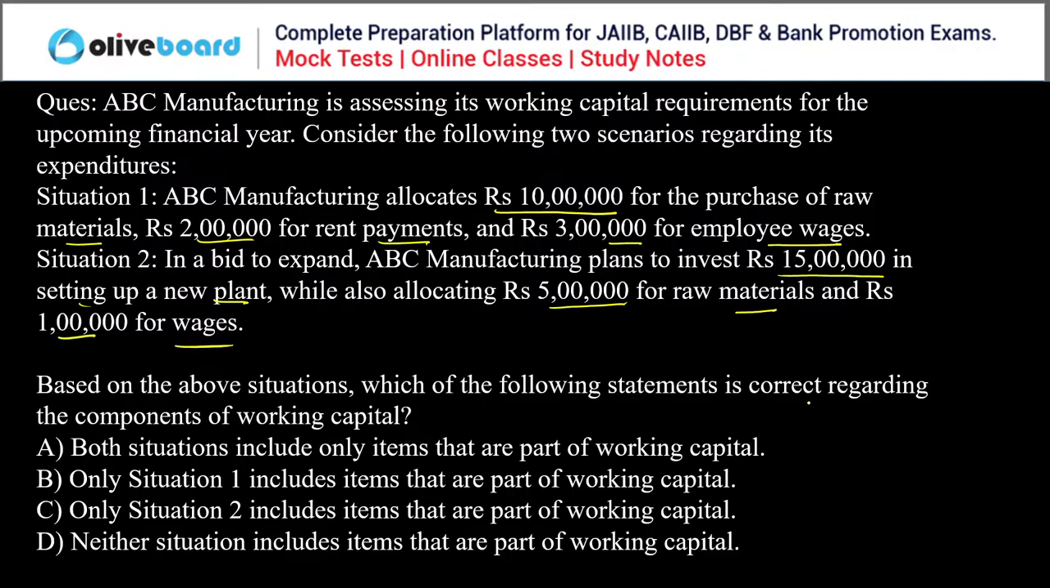Which of the following statements is correct regarding the components of working capital? Both situations include only items that are a part of working capital. Situation 1 includes items that are a part of working capital. Situation 2 includes items that are a part of working capital. Neither situation includes items that are a part of working capital. Very easy question, but you have to take care while answering.